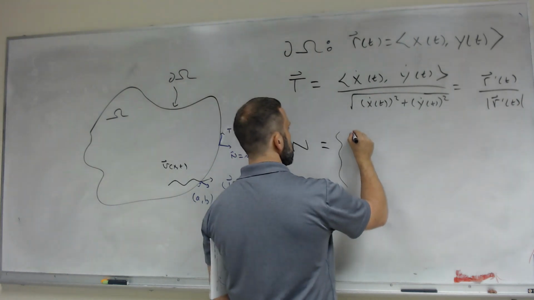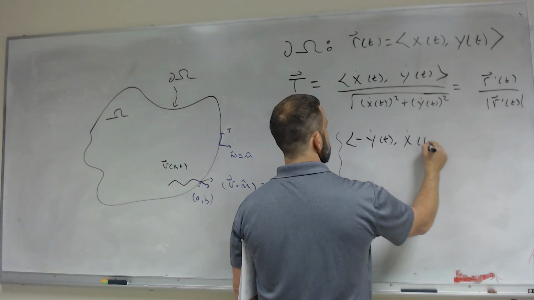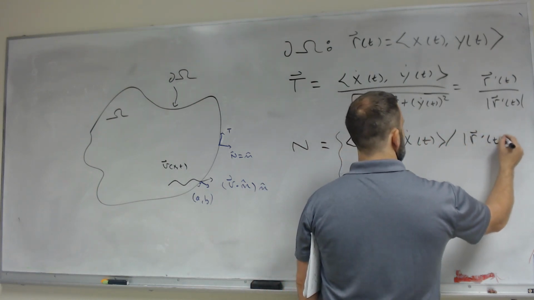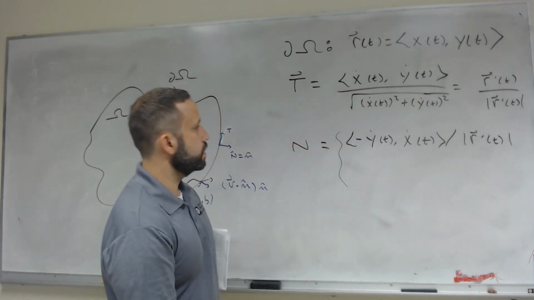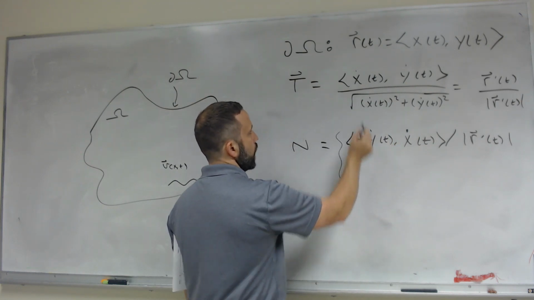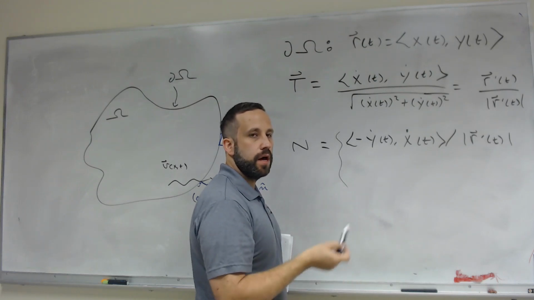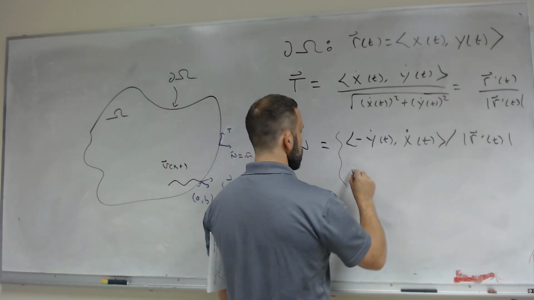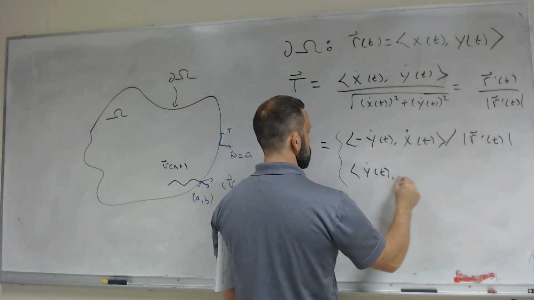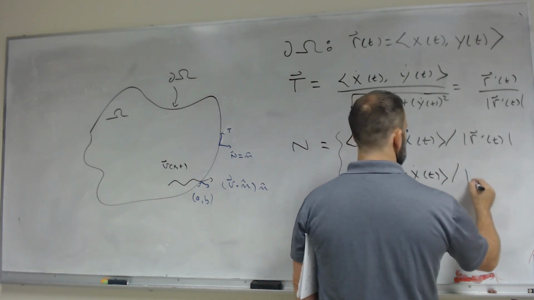The first one is going to be minus y dot of t, x dot of t, divided by the magnitude. Okay, why is this perpendicular? Well, the dot product of this vector and that vector is 0. I've got minus y prime times x prime plus y prime times x prime, which is 0. And the other choice is just to put the minus sign there. So it's y dot of t, minus x dot of t, and then dividing by the magnitude.